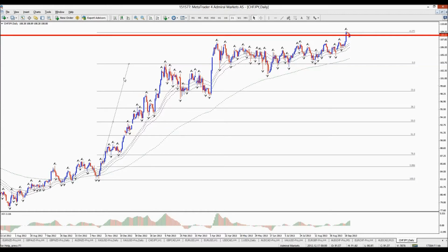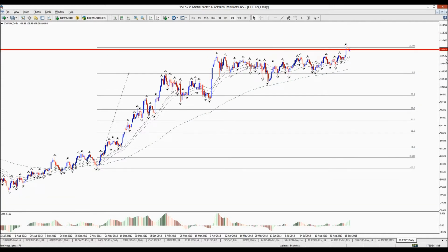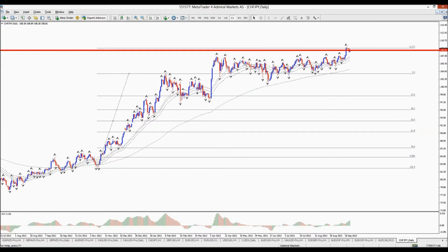You see what I'm doing is I'm putting fibs on these moves, seeing where the price has hit the targets, then moving the fib to the next swing high, swing low, trying to identify what the most likely target could be here for the Swiss yen.